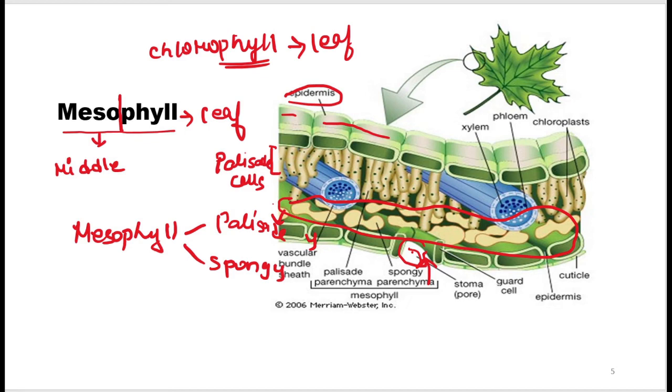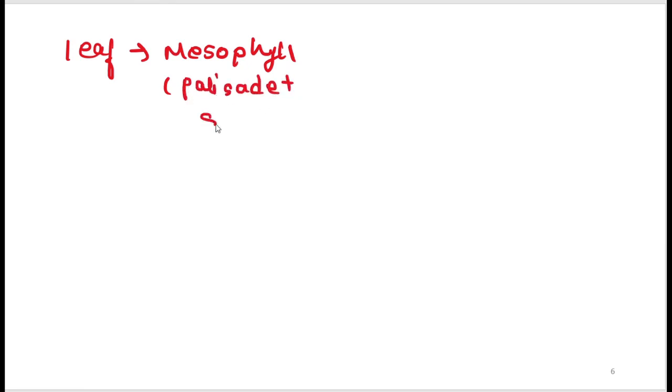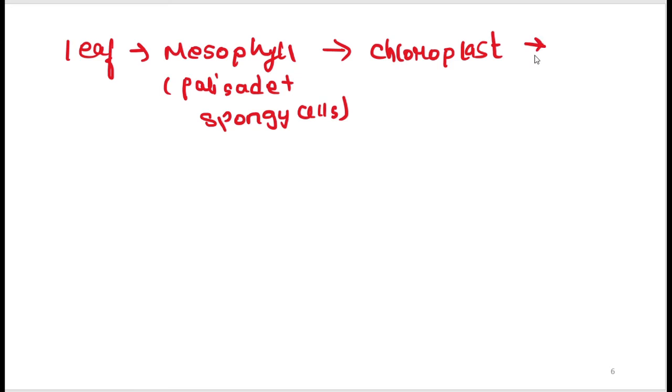So if we need to give a gist, or take a home message from this, we can conclude that the leaf has mesophyll cells, which contain palisade plus spongy cells. Then comes the chloroplast, that means within these mesophyll cells is your chloroplast, and within this chloroplast is your chlorophyll.